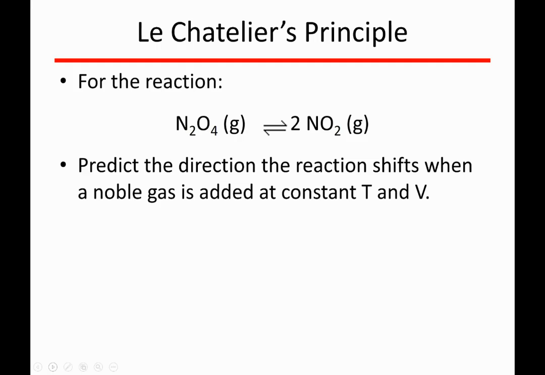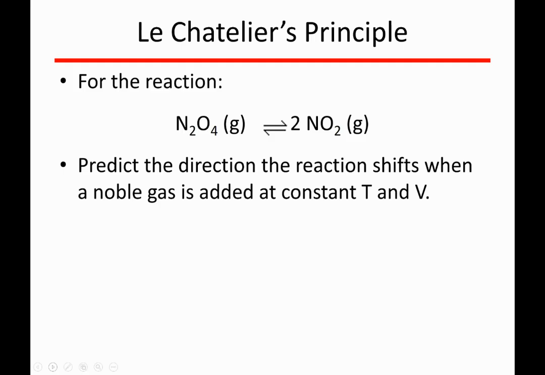So by saying that temperature is constant, that means that we don't have to worry about the effect of temperature on equilibrium. We don't have to think about exothermic or endothermic. And because volume is constant, we don't have to think about how many moles of gas there are, shifting to a side that has more or fewer moles of gas. Let's think about the effect that adding the noble gas would have at constant T and V.